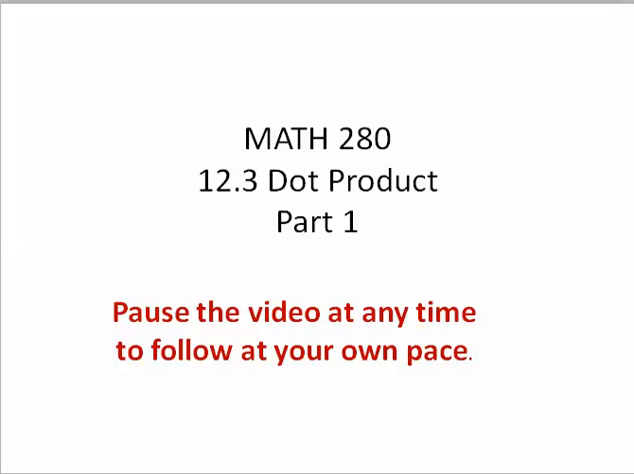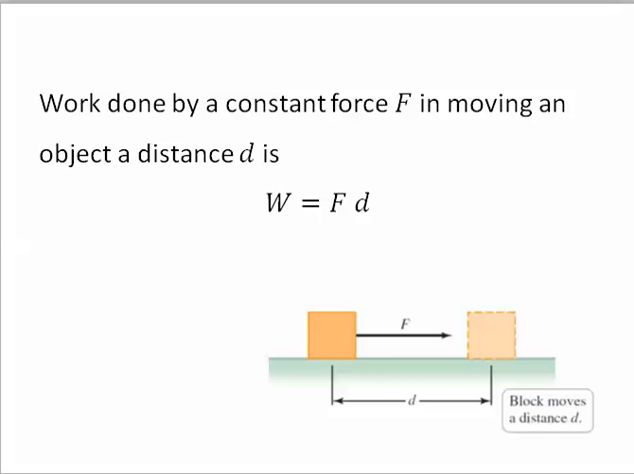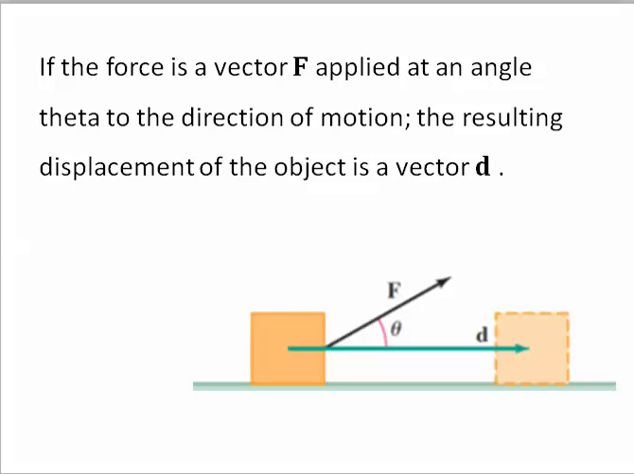Dot product, part 1. Work done by a constant force F in moving an object a distance of d is the product of the force times the distance. Let's bring this discussion up to the level of vectors. If the force is a vector F applied at an angle theta to the direction of motion, the resulting displacement of the object is a vector d.